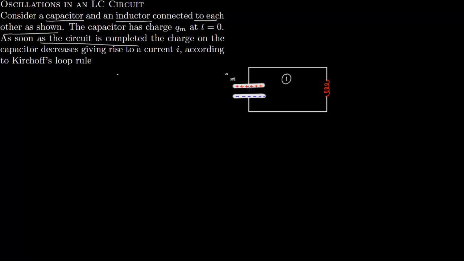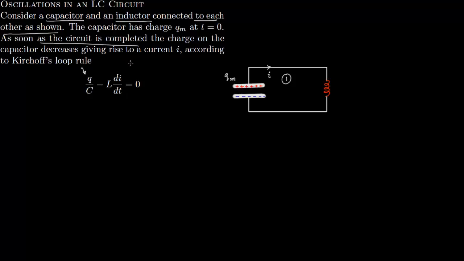So the current always flows from positive to negative. So the current starts flowing like this. And once the current starts flowing, the charge on the capacitor decreases. So according to Kirchhoff's loop rule, you have Q by C. This comes from the capacitor. This is the voltage across the capacitor.